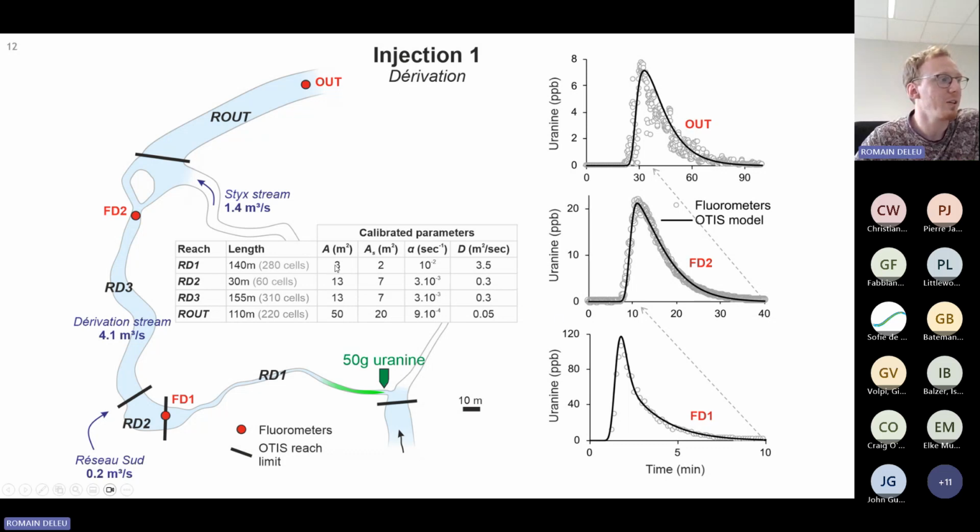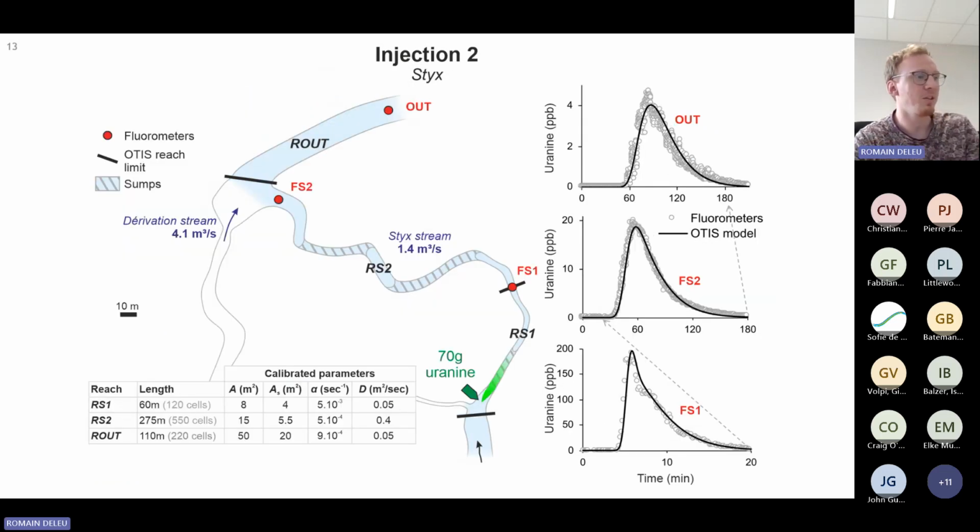And here you can see that the specificity is that the first reach, RD1, has a very small section area. This is mainly because it's a very fast flowing section. You can see that the time it takes for the tracer to arrive is very, very small compared to the length of the stream. So yeah, the model suggests that the section area is very small, and this is of course validated by the field observations.